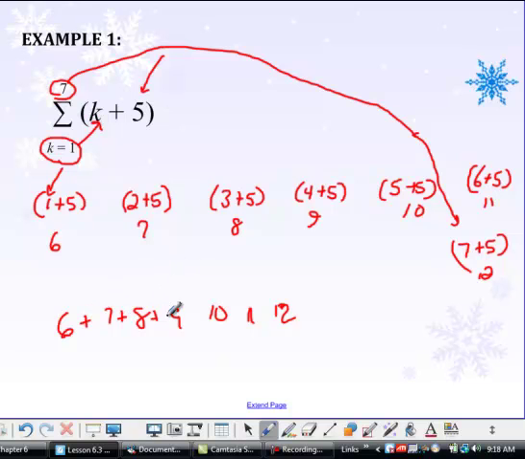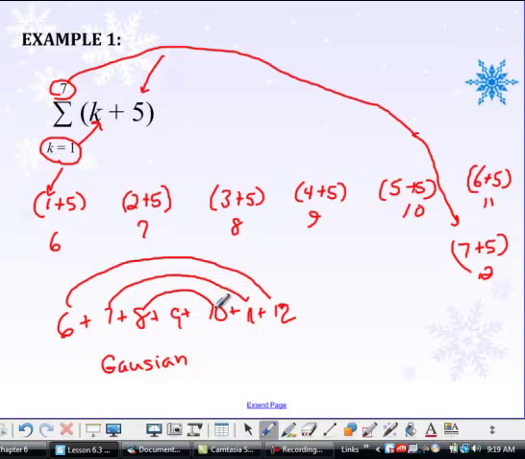Summation value. So if I were to add them all up, now I'm going to use my little shortcut, my Gaussian shortcut. I think it's Gaussian, Miss Truland. Gaussian. I like Gaussian. Okay. 6 and 12 is 18. 7 and 11 is 18. 8 and 10 is 18. So I have 18 3 times. And then little old 9 didn't have anybody to pair with.